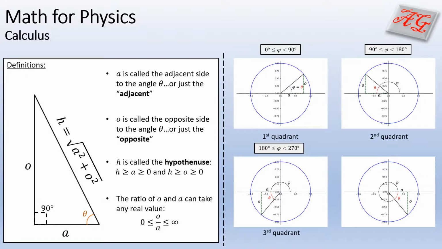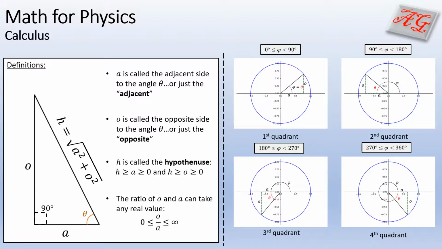In a similar way, in the third quadrant, both the x and y coordinates are negative. The global angle phi is greater than or equal to 180 degrees, but less than 270 degrees. The angle theta between 0 and 90 degrees can also be defined by subtracting 180 degrees from phi. In this quadrant, the adjacent and opposite sides to the angle theta take negative values.